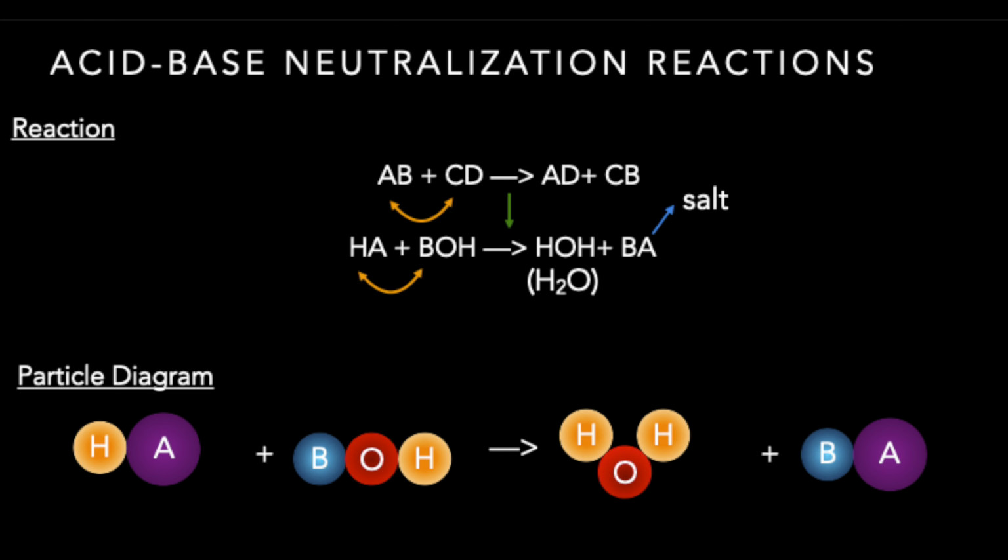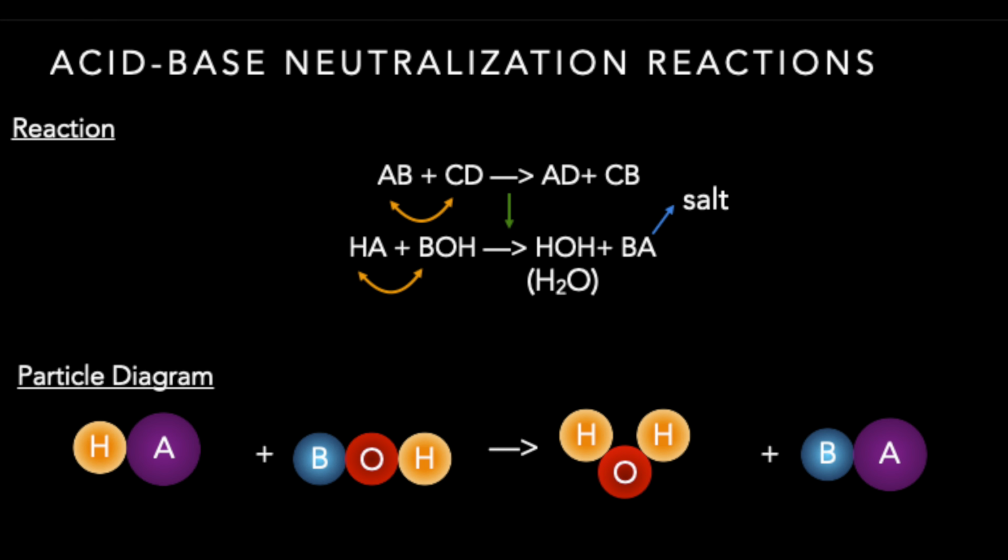When a neutralization reaction occurs, HA reacting with BOH, we produce HOH, which is the combination of the H and the OH from both the acid and the base, creating water. And since this is a double replacement reaction, the A and the B combine with each other to form what we call a salt. Since what we've produced is just pure water and a salt, we have neutralized the acid and the base, which is why we call this an acid-base neutralization reaction.